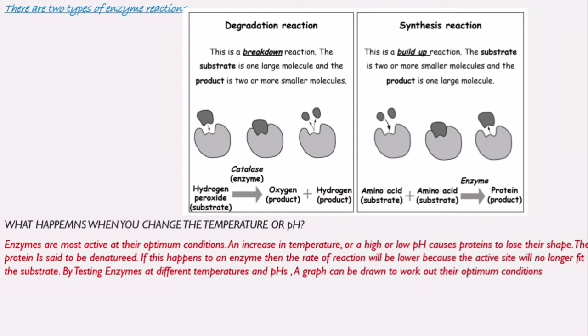So what happens when you change the temperature or the pH? Enzymes are most active at their optimum conditions, so an increase in temperature or a high or low pH causes the protein to lose its shape. The protein is said to be denatured. So this is the loss or change of shape, and the rate of reaction is decreased. If this happens in an enzyme, then the rate of reaction will be lower because the active site will no longer fit the substrate. By testing enzymes at different temperatures and pHs, a graph can be drawn to work out these optimum conditions.